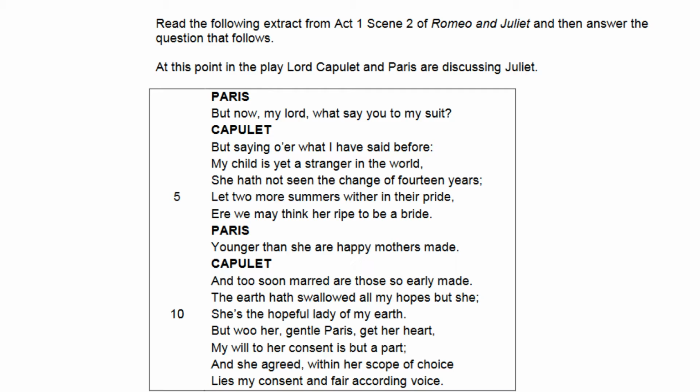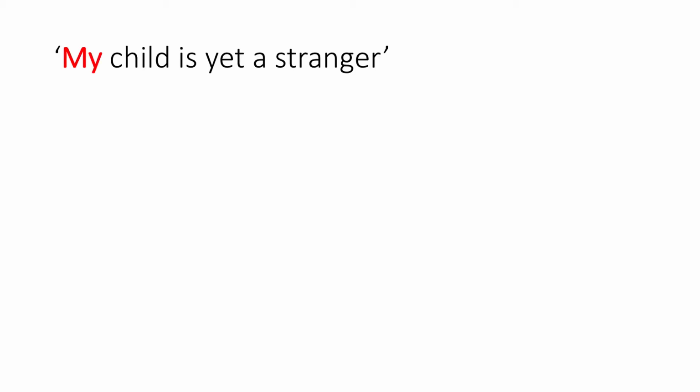Now, what we are going to do is think about which quotations we could pull from this extract to discuss and write about how Capulet is presented as a father, as a good father, by Shakespeare. So the first quotation we're going to look at is, "My child is yet a stranger." Just make sure you can locate that in the text. Pause the video if you need to. And then we are going to analyze this particular quotation.